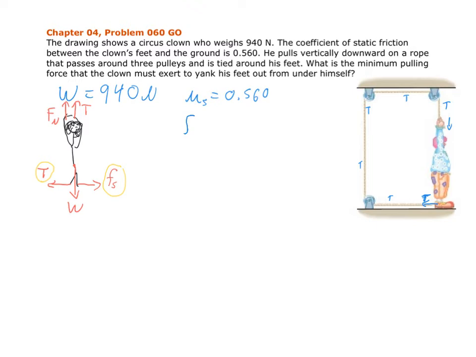If we recall, the maximum possible static force of friction is going to be equal to the coefficient multiplied by the normal force. So at first glance, a lot of people will be like, oh, great, static force of friction, we just need to overcome that, coefficient times normal.